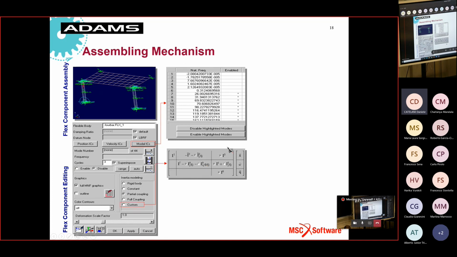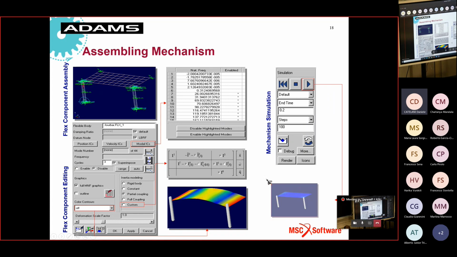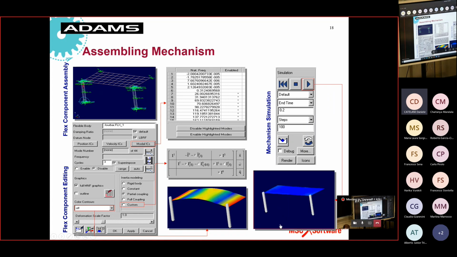This is the visualization from a numerical point of view of the content of frequency. This is the inertia table. This is the visualization of the mode of vibration. When you run the simulation, you can appreciate at the end of the simulation that the system behaves with the flexibility. So you see oscillation, you see distribution of deformation, you can see distribution of stress in the flexible body.